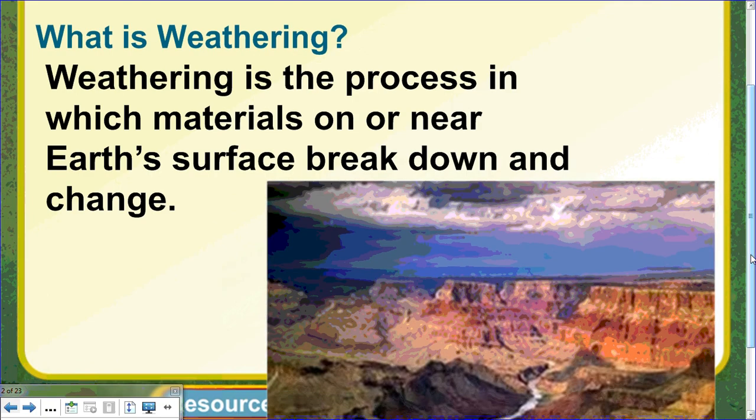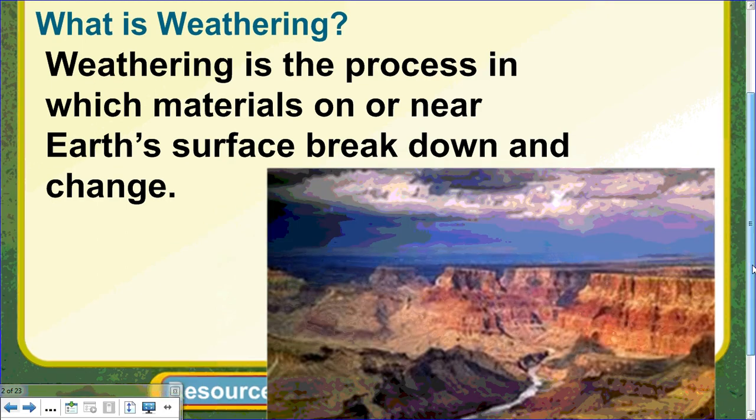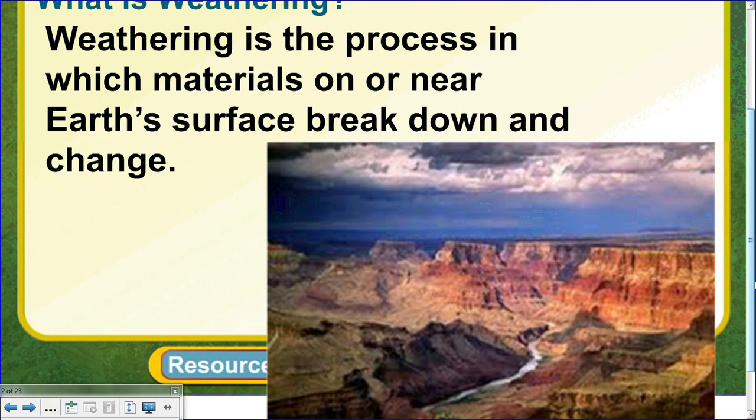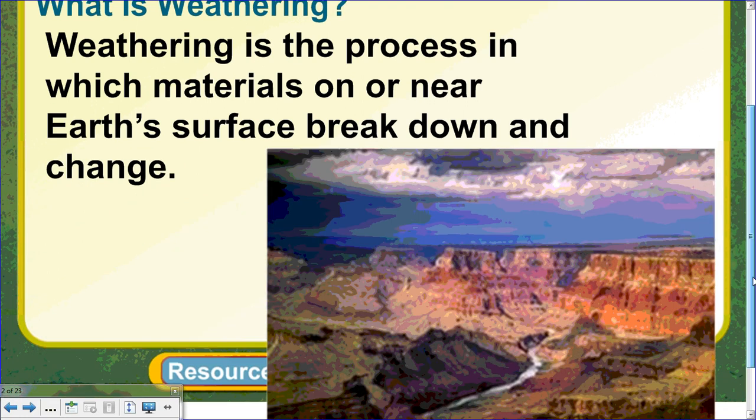The words weathering and erosion sometimes get used together, and so people don't understand the differences between the two. Weathering is when we break it down into smaller pieces, and erosion is when we move those pieces. So right now we're talking about the breaking down part. It's a physical change usually. We have the chemical weathering that has a chemical change.